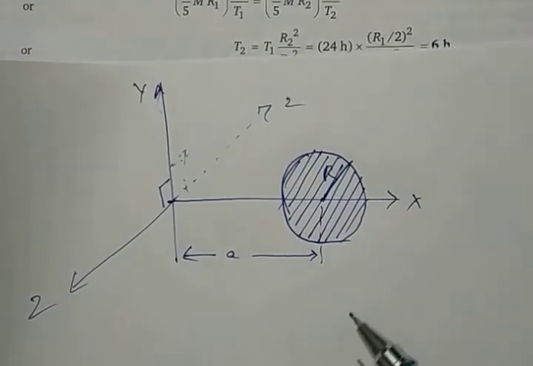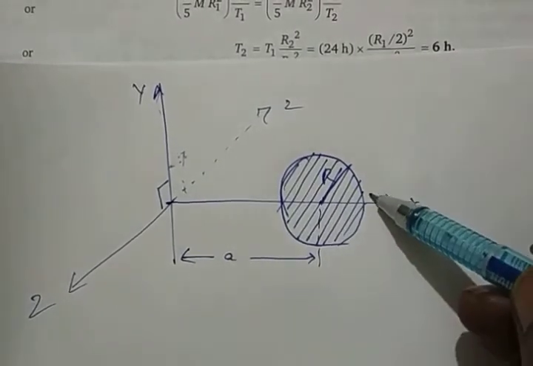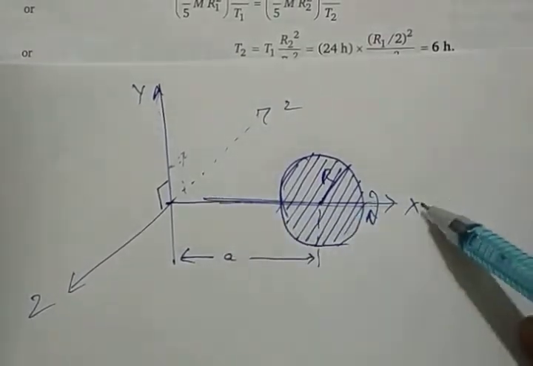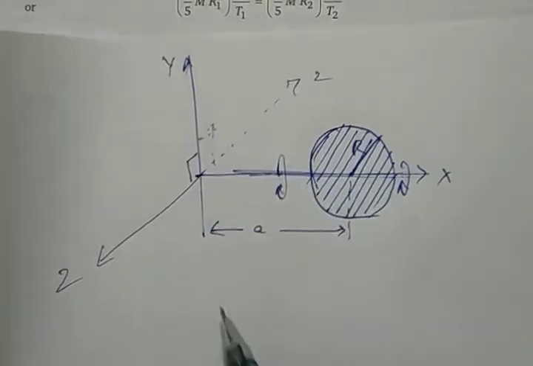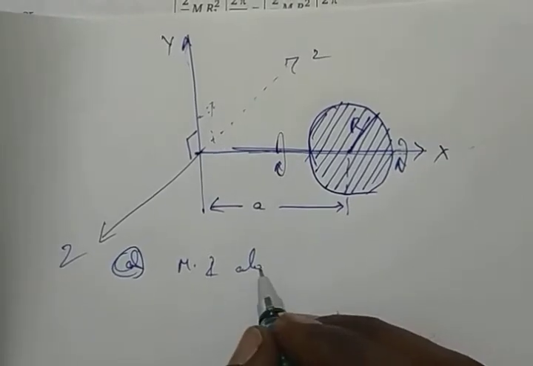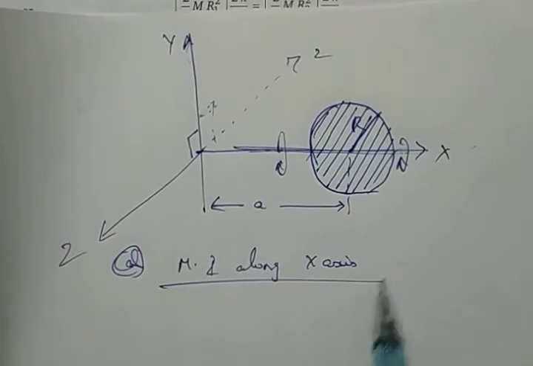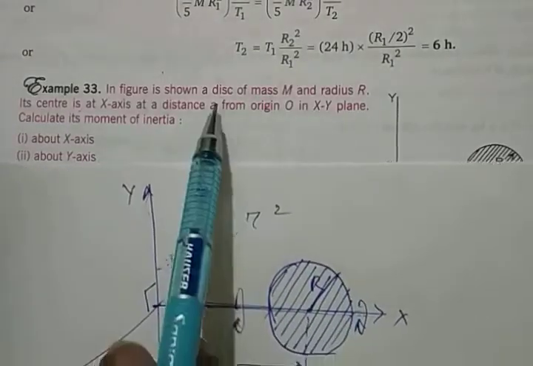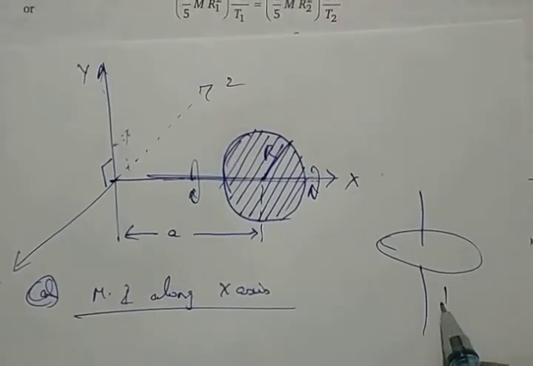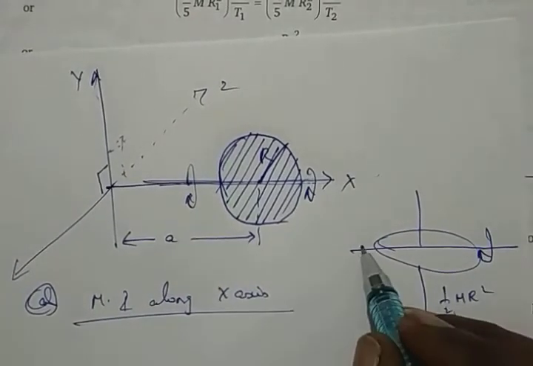So first, when it rotates about the x-axis, that means it is rotating like this, just rotating within the same plane. This is the moment of inertia along the x-axis. This is a disk, and we already know that for a disk, when the axis goes through the center, it is equal to half mr square. So what is it when the disk is rotating along this direction?